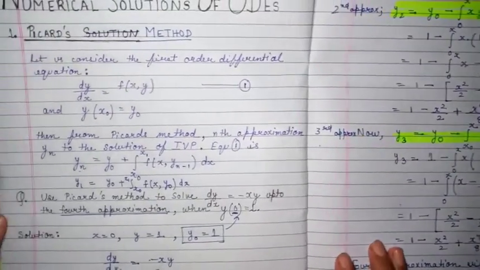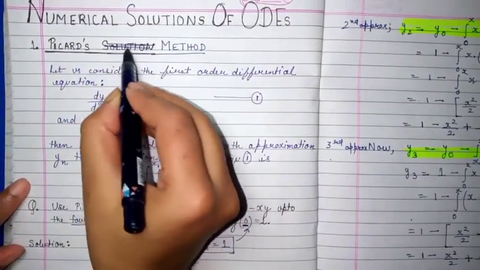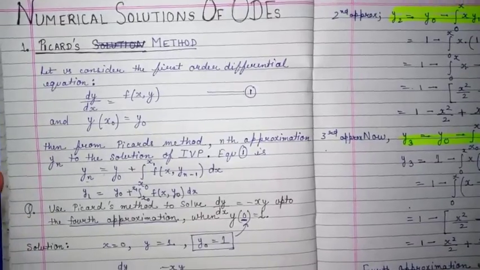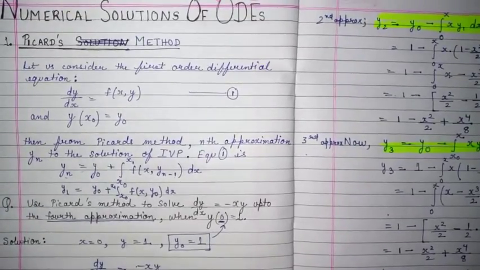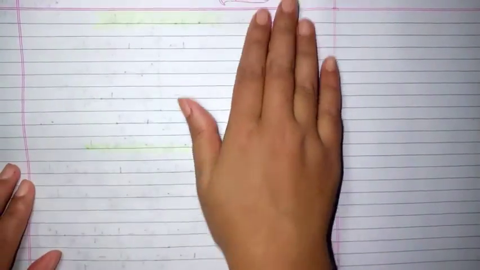This method is known as only Picard's method. It's not Picard solution, it's Picard method, and it's very simple. You have to memorize the simple formula of Picard's. One more question we are going to do from Picard's method, and afterwards I will give one question so that you can do it as practice.